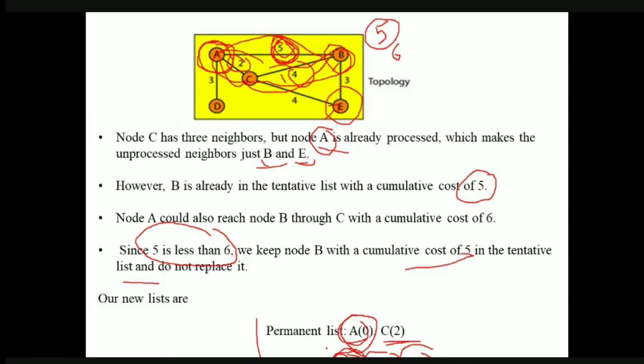Okay. So finally our permanent list will be A with 0, C with 2, and the tentative list is B 5 and D 3 and E 6. ఈ కాస్ట్ దేనికి? ఏ నుంచి B కి 5. ఓకే. ఏ నుంచి D కి 3, ఏ నుంచి E కి 6. 2 plus 4 is 6. Okay.